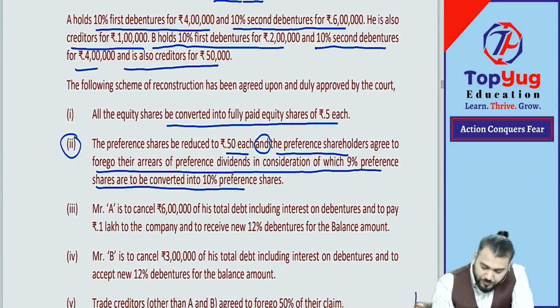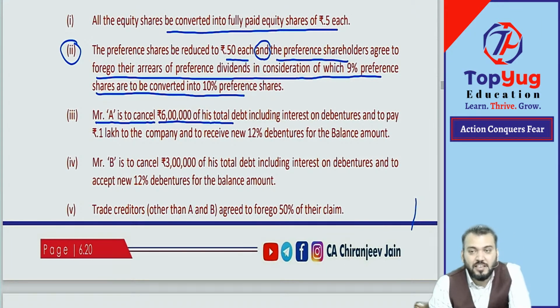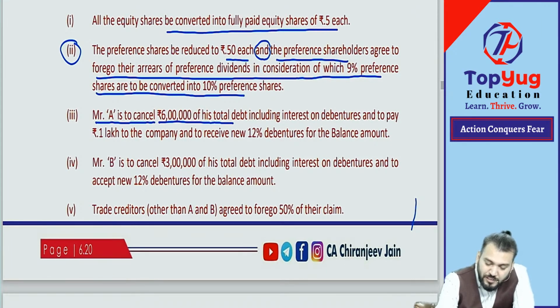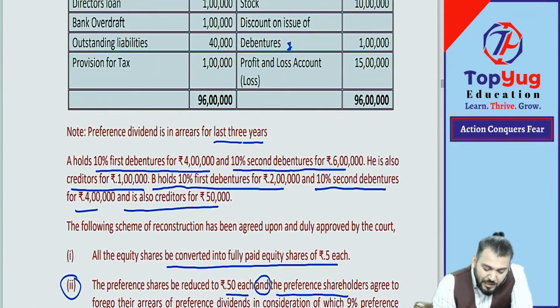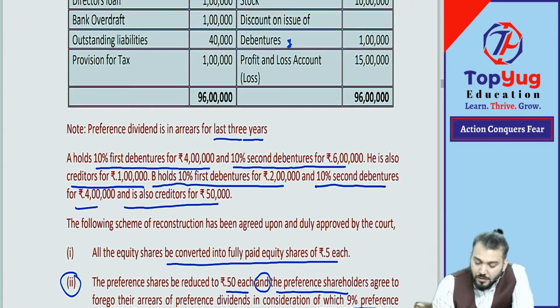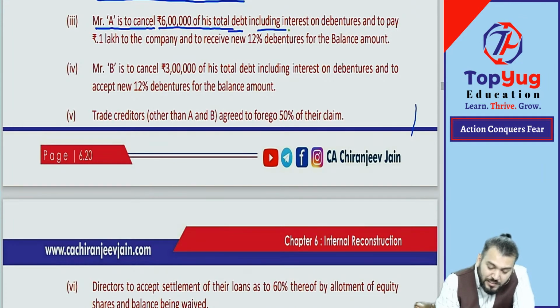Point number 2 also done. Coming to point number 3. Mr. A is to cancel 6 lakh of his total debt. If you see, just try to understand about Mr. A. So Mr. A is holding 4 lakh plus 6 lakh, 10 lakh plus 1 lakh, 11 lakh. So can I say out of 11 lakh they want to cancel how much? 6 lakh. So 6 lakh will remain? Yes, sir. So Mr. A is to cancel 6 lakh of his total debt including interest on debenture.